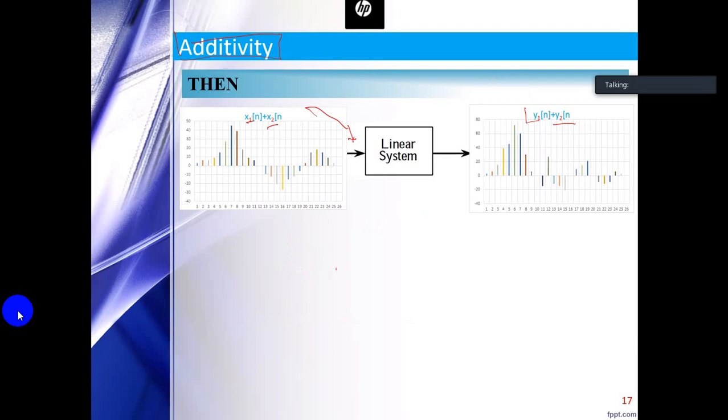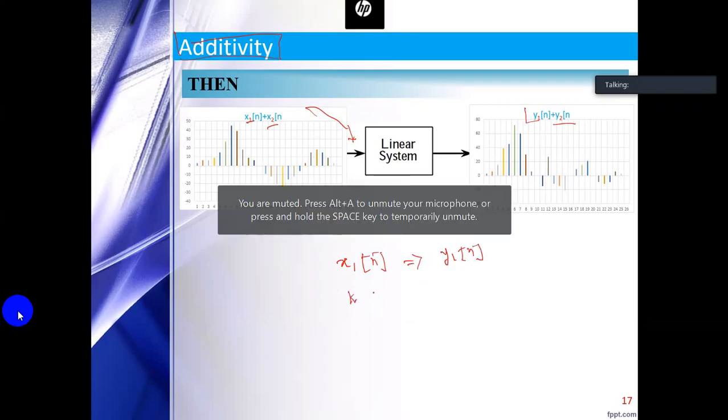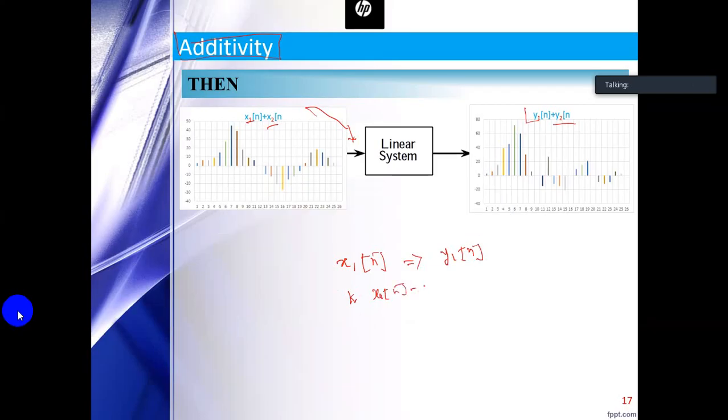So in homogeneity, you have learned that when x1 of n provides the output y1 of n, then k times x1 of n should provide the output k times y1 of n. So this was the homogeneity property.